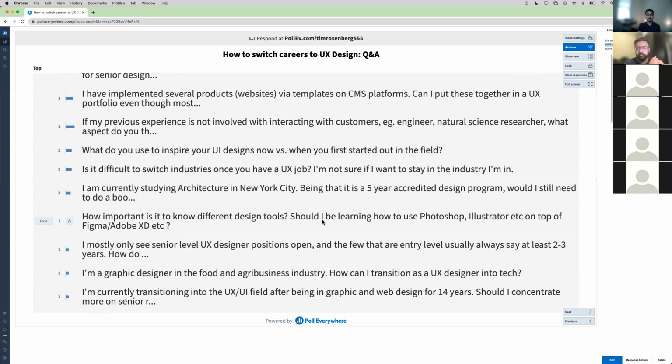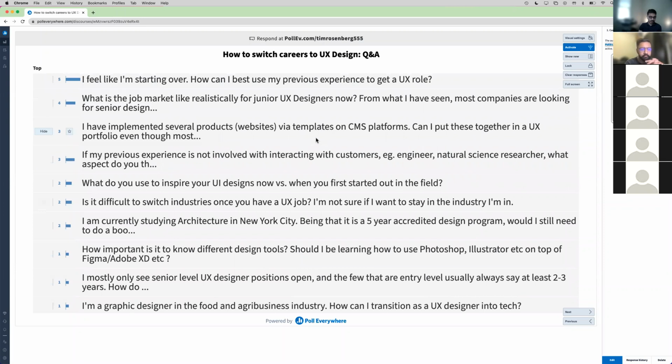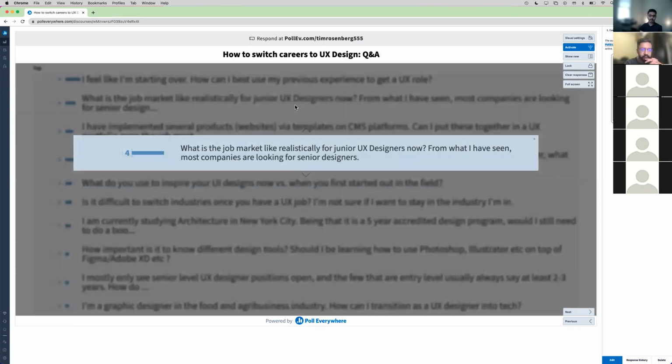Yeah, really great insight there. I'm seeing a trend across a couple of questions, so I'm going to combine these. This question is about what the job market is like for junior designers.